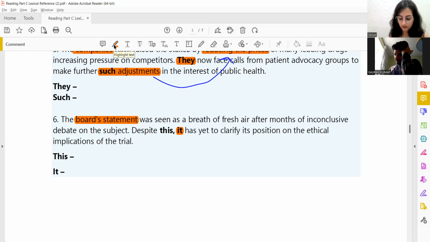So inconclusive debate on the subject. I think the subject is the only one. So think about it. If something has to clarify its position, it is supposed to be a living thing, right? Only they can clarify their position. If you want more classes, you will say that she's yet to clarify whether she'll take the classes. So who will clarify its position on the ethical implications? A debate is something that we engage in, so how can a debate clarify? No, something else.